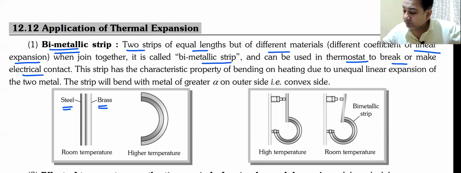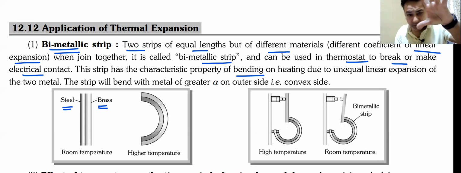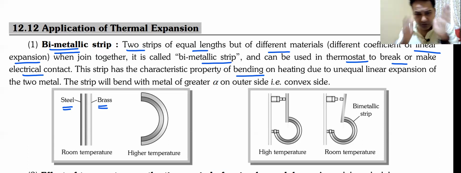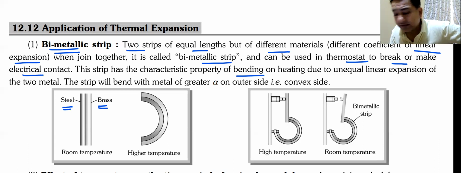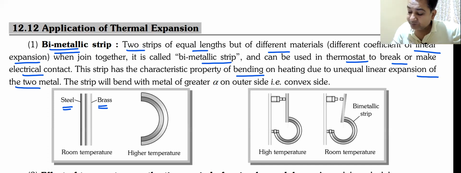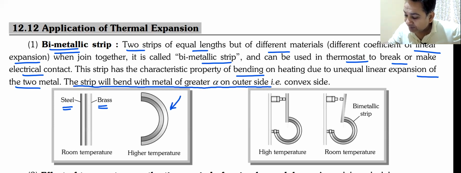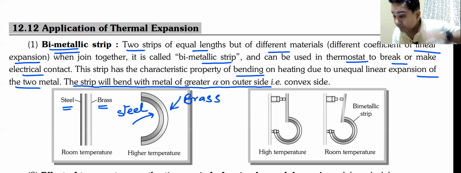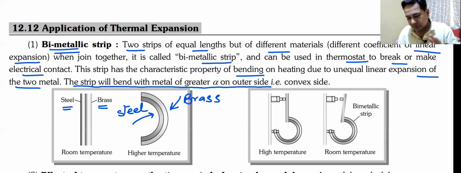Now when you heat, it will bend. Why will it bend? Because the expansion coefficients of both the metals are different, so it will bend. And how will it bend? You must understand this. The strip will bend with the metal of greater alpha on the outer side. So brass has a greater alpha, therefore brass comes on the outer side and steel comes on the inner side. Do you remember this? Yes, sir. It's as simple as that. So it will always bend in such a way that, what?